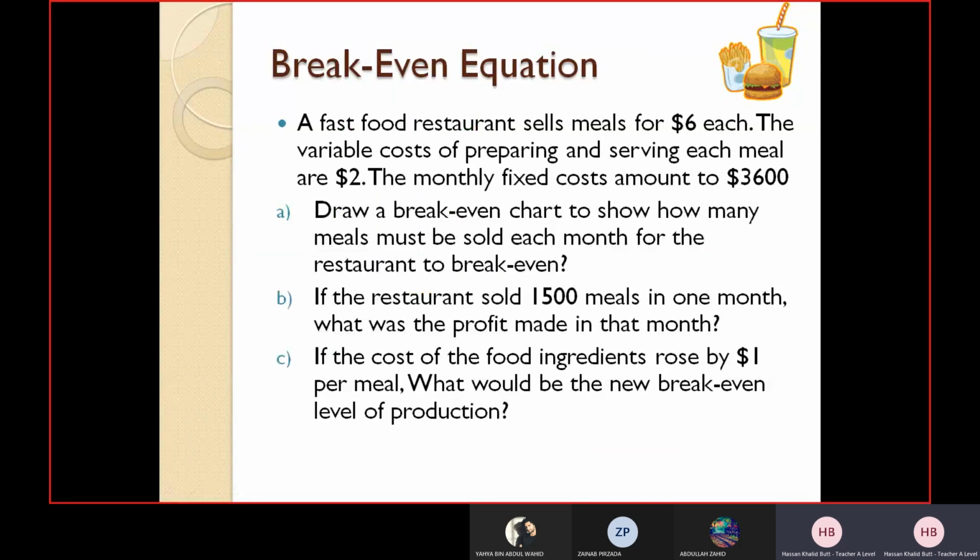Part C, if the cost of the food ingredients rose by $1 per meal, what would be the new break-even level of production? Now they are saying that the cost of the food ingredients has risen. Tell me first, is it a fixed cost or a variable cost? Who can tell me that? Cost of food ingredients. What is it? Zainab, what do you think? Is it a fixed cost or a variable cost? Zainab, no idea?